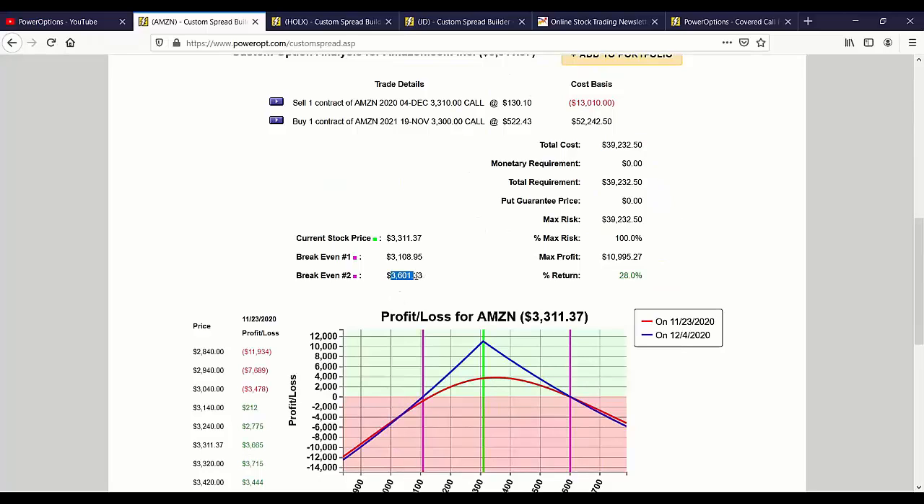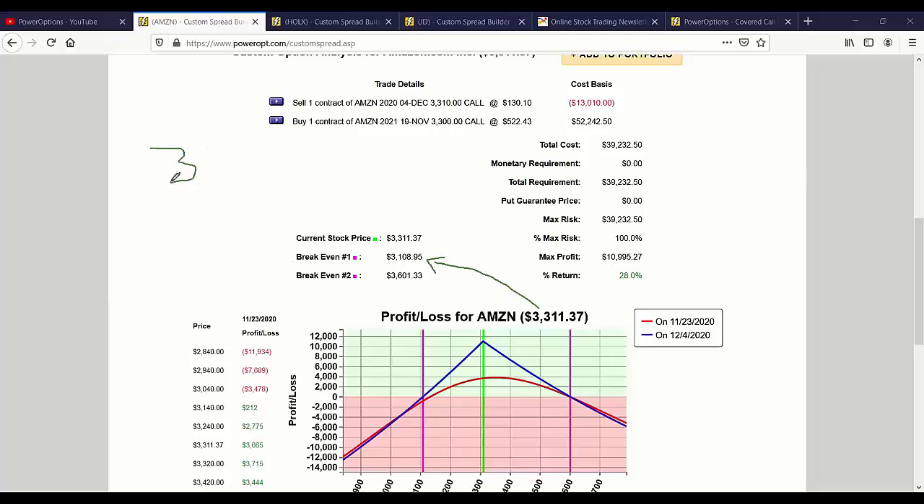I've got an upper break even of 3,601, and this is based on December expiration, and a lower break even of 3,100. And you might say, hey, that's not too bad at all. That's 200 points down before I hit break even and 300 points up. But let's look at it a different way. That's not too far percentage-wise from where we are right now at all, is it?